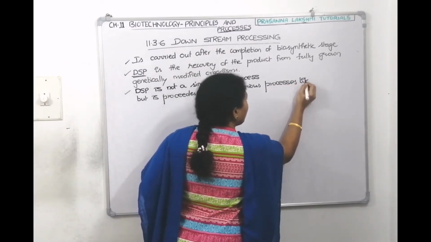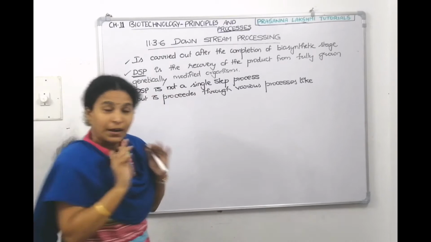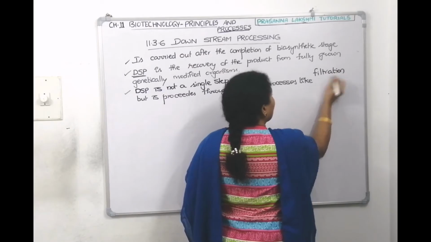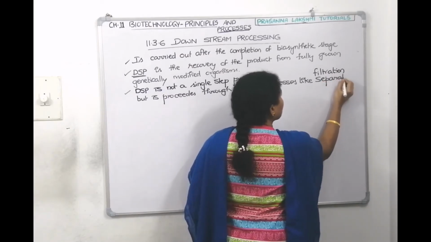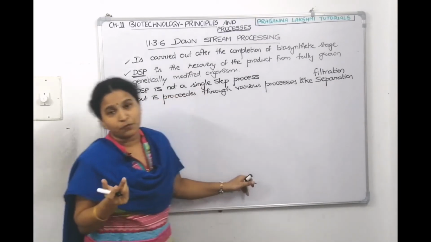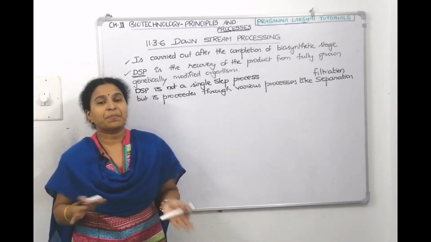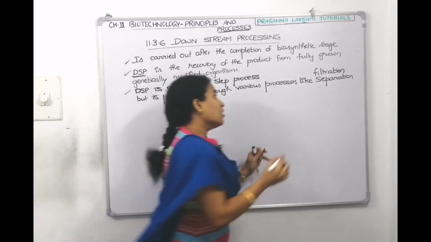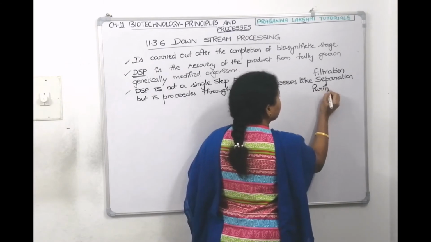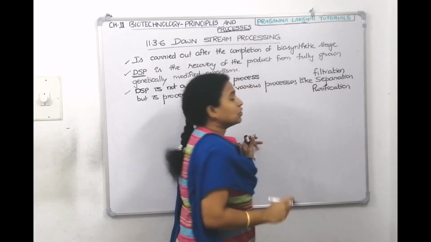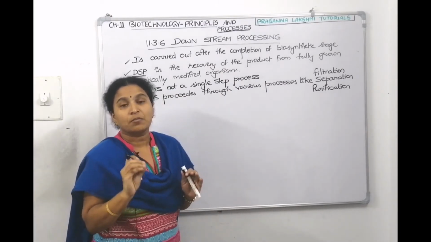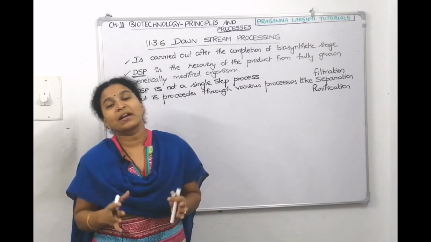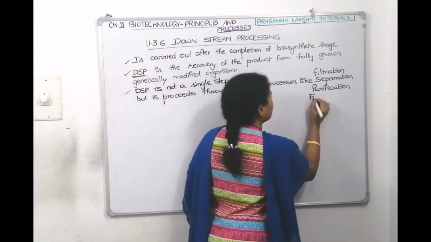What are the processes? First, I told you, filter it and collect the filtrate and solids. First one is filtration. After that, we'll go for separation, density gradient centrifugation, gel electrophoresis. First, we will filter and separate the liquid part and the solid part. Then we will go for separation. After separation, we'll go for purification of the product. After purification, we'll go for formulation. How much chemical we need to add so that the shelf life of the product will be maintained for 6 months, 1 year, 2 years. What is that called? Formulation.